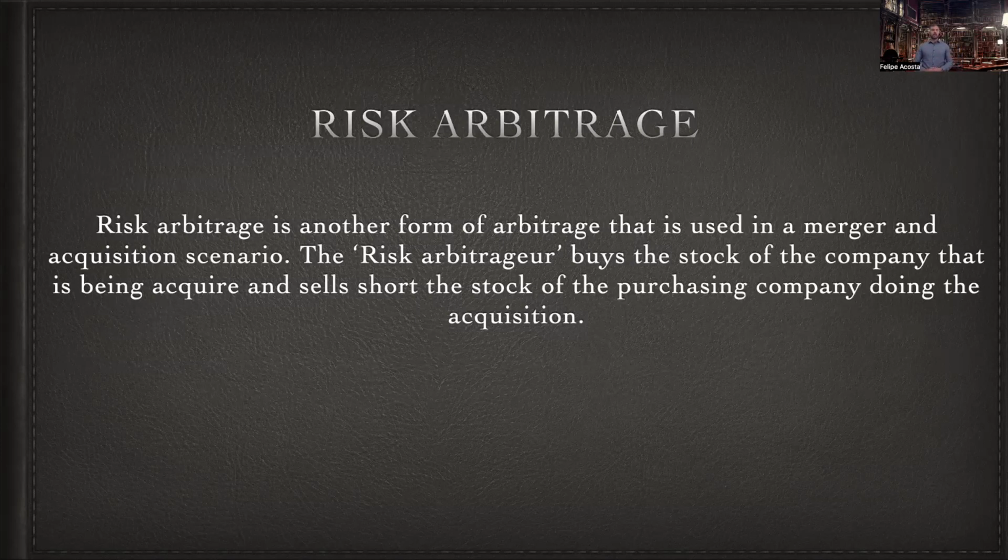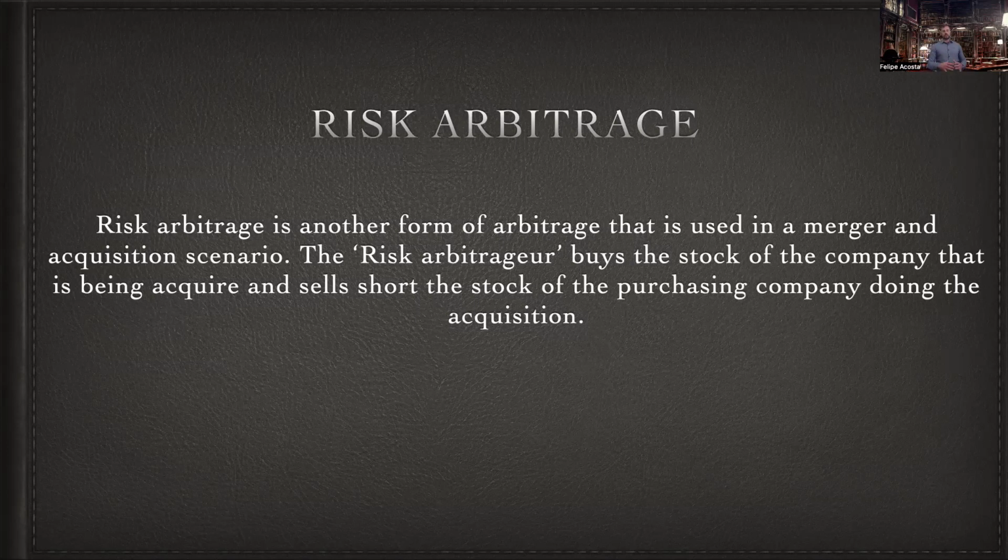And then there's risk arbitrage, which is one I'm always on the lookout for. I made some prior videos on some opportunities on these, which were the acquisition of Activision by Microsoft and the acquisition of Black Knight Mortgage Technology by ICE, which is the owner of the New York Stock Exchange and all the other exchanges. So risk arbitrage is another form of arbitrage that is used in a merger or acquisition scenario.